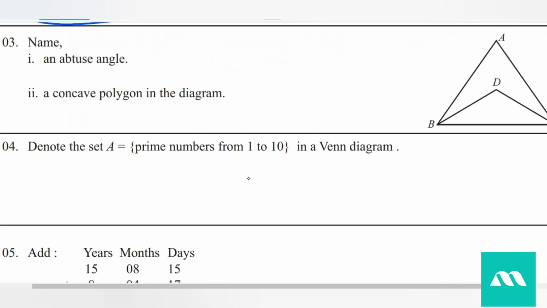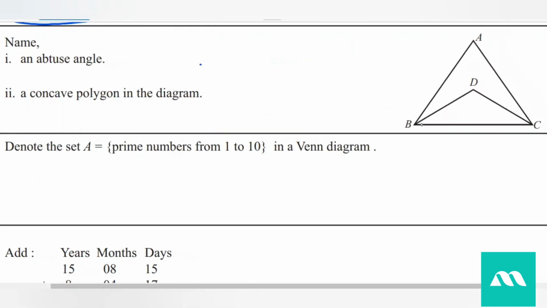Name an obtuse angle. How do we write an obtuse angle? Obtuse angle means an angle which is larger than 90 degrees. Then what is the obtuse angle? B, D, C. Then you should have put a hat to the vertex of the obtuse angle. A concave polygon in the diagram.